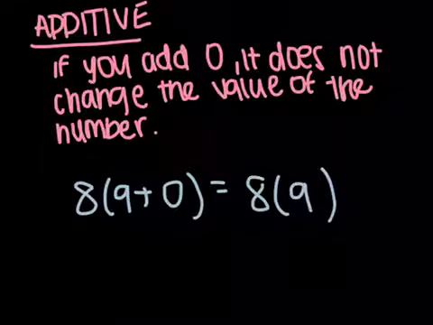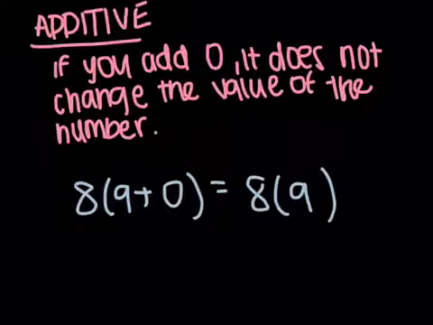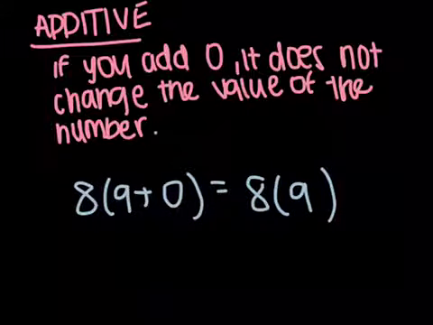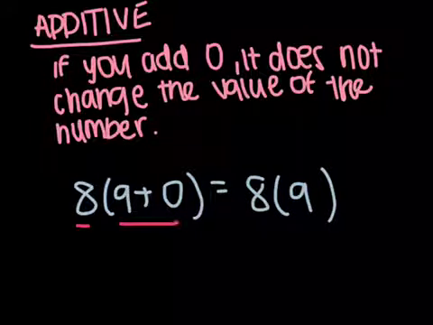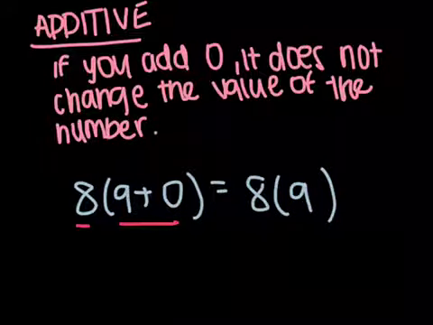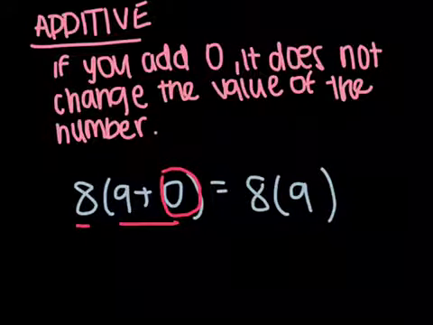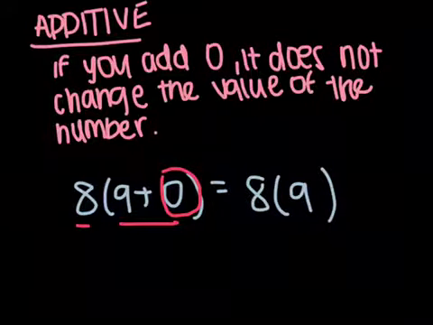So in the additive property, if you add 0 to a number, it's not going to change the value of the number or the outcome. So if you have 8 times 9 plus 0, it's going to be the same as 8 plus 9 because this 0 isn't changing anything in the problem.